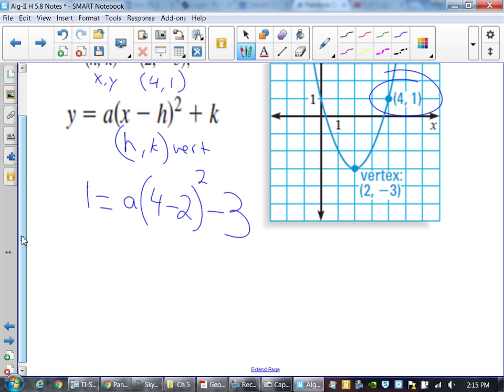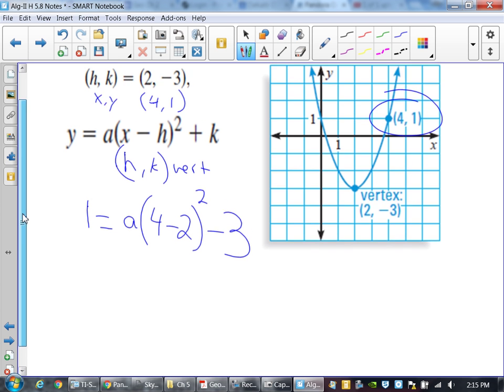You scroll so I can see the whole thing. Thank you. What's 4 minus 2? What's 2 squared?